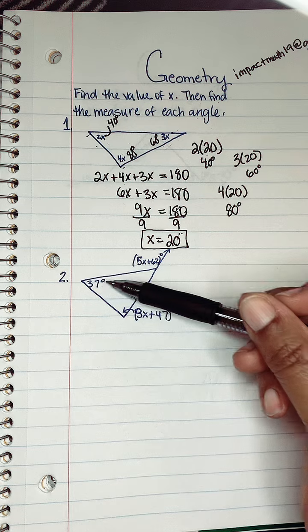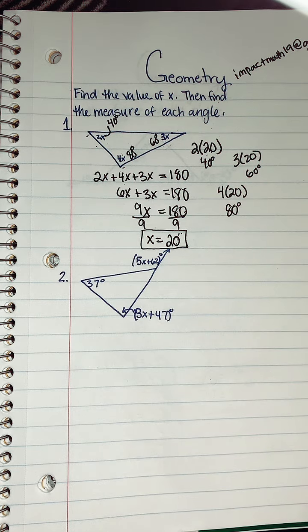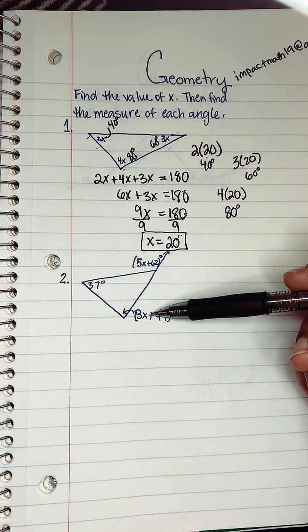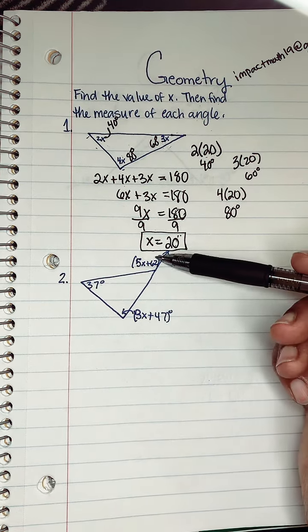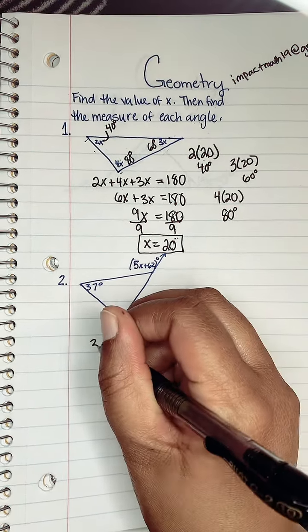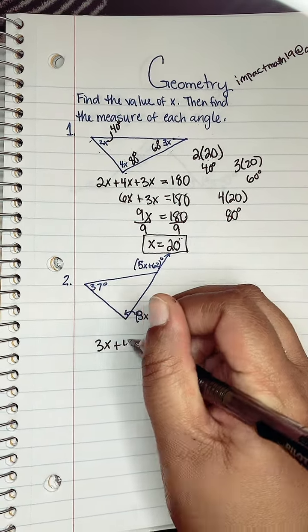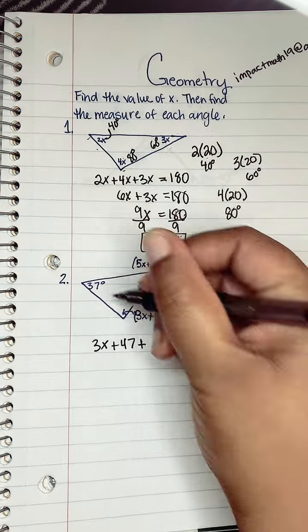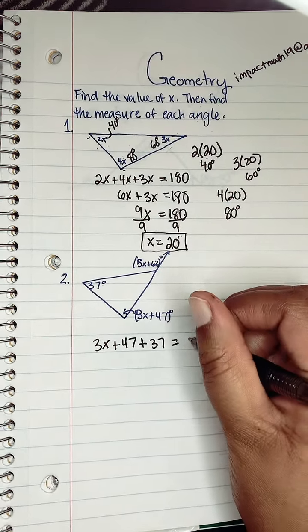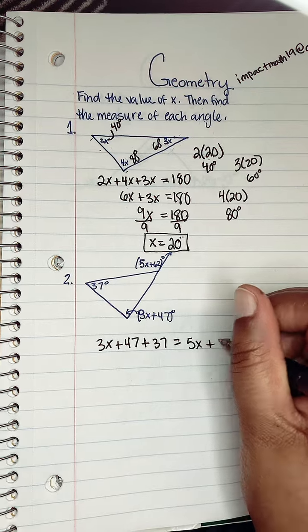Triangle? Okay, so I don't see anybody setting this up, so I'll set it up for us. Remember, the rule is when you're given 2 inside angles, you can add them and set them equal to the outer angle. So we can do 3x plus 47 plus 37, and we equal that to our outer angle, 5x plus 62.